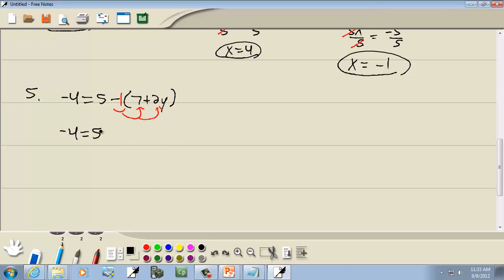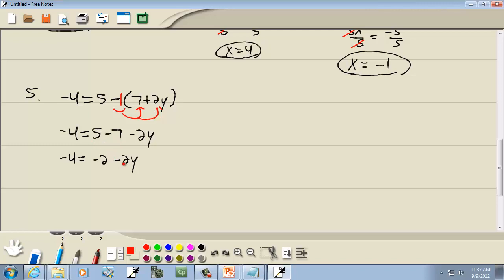Negative 4 carries down, 5 carries down. Negative 1 times 7 is negative 7. Negative 1 times 2y gives us negative 2y. Now we had a note up at top, said any step combine together numbers. 5 minus 7 gives us negative 2. Now our second step is to get rid of fractions. We don't have any. Third step, get everything with y on one side, numbers on the other.